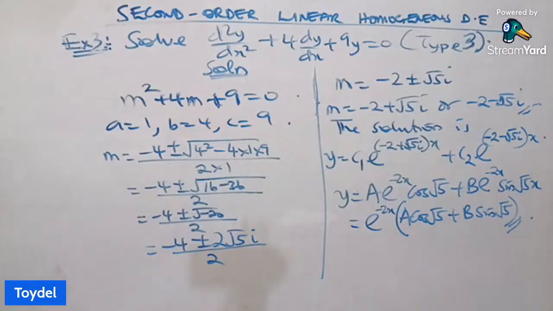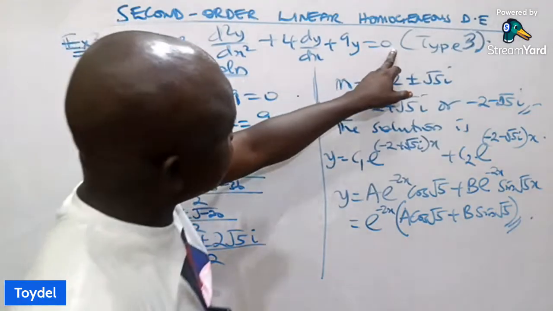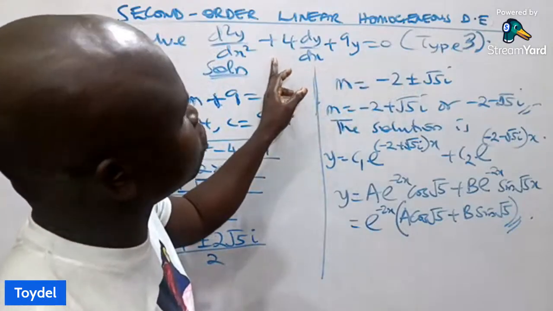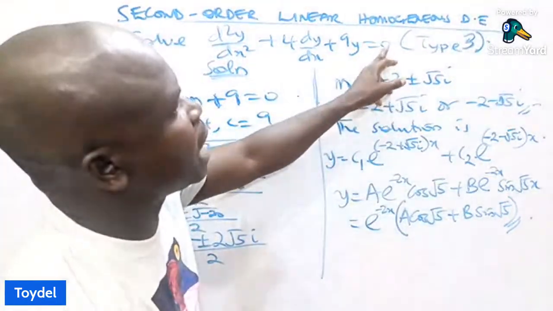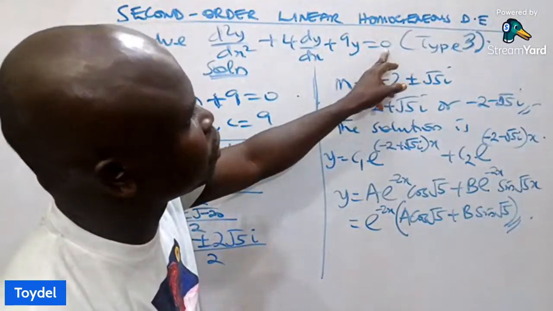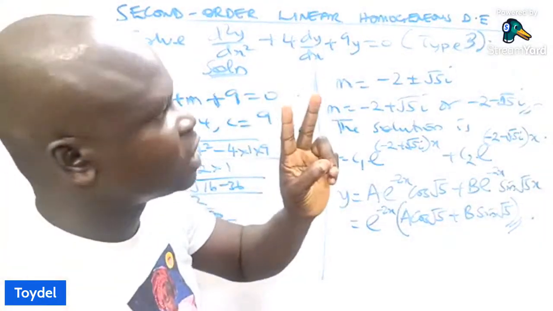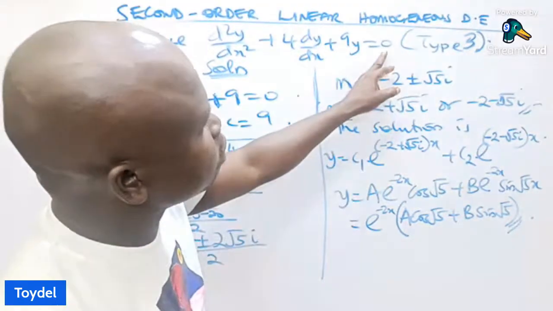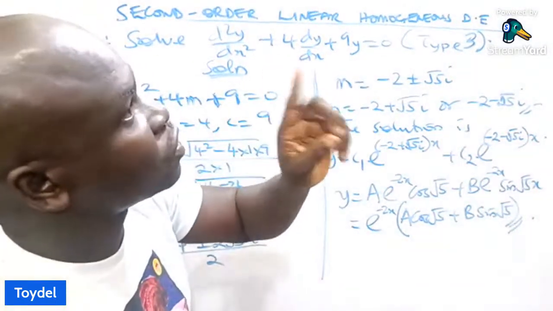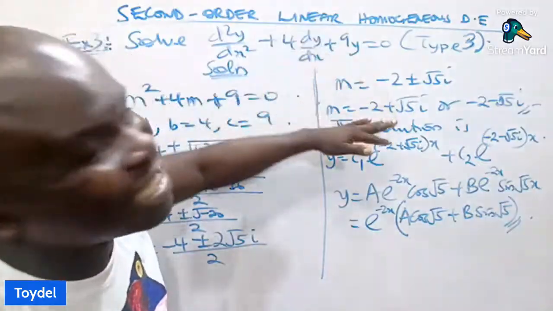So we have been able to consider all the three types of second order linear homogeneous differential equations. In the case of homogeneous, the right hand side is 0. So we only talk about the complementary solution. But once we go to non-homogeneous, where the right hand side is not equal to 0, we are going to look for two solutions: the complementary solution plus the particular integral. But when it is homogeneous, we only find one solution, the complementary solution, which is going to represent the general solution.